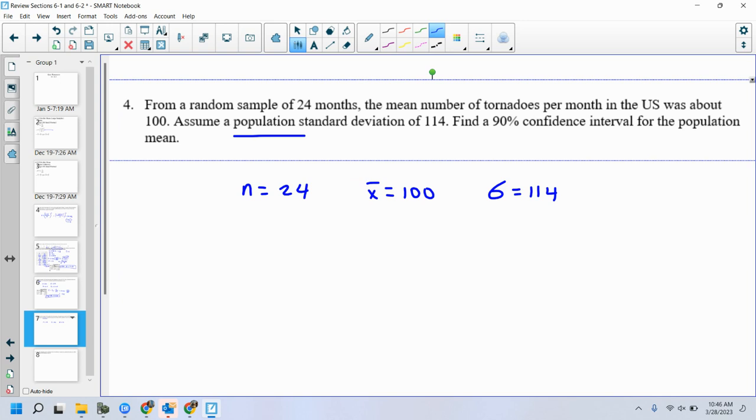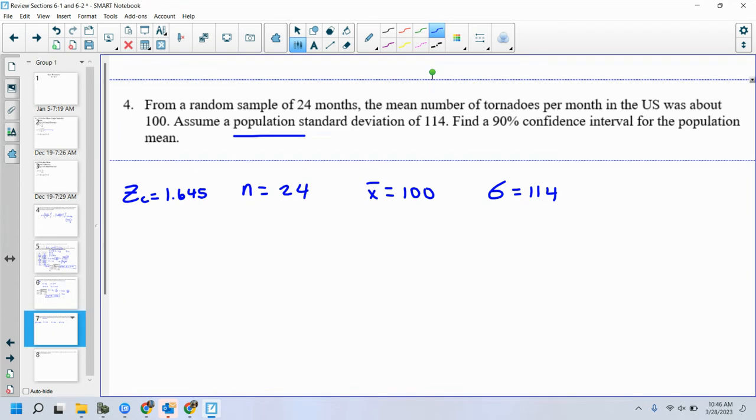So now let me flip over to my Z tables instead of my T tables. What is it? 1.645. Thank you. We didn't use the T one. And that comes from that little tiny table at the bottom of the z-square page.